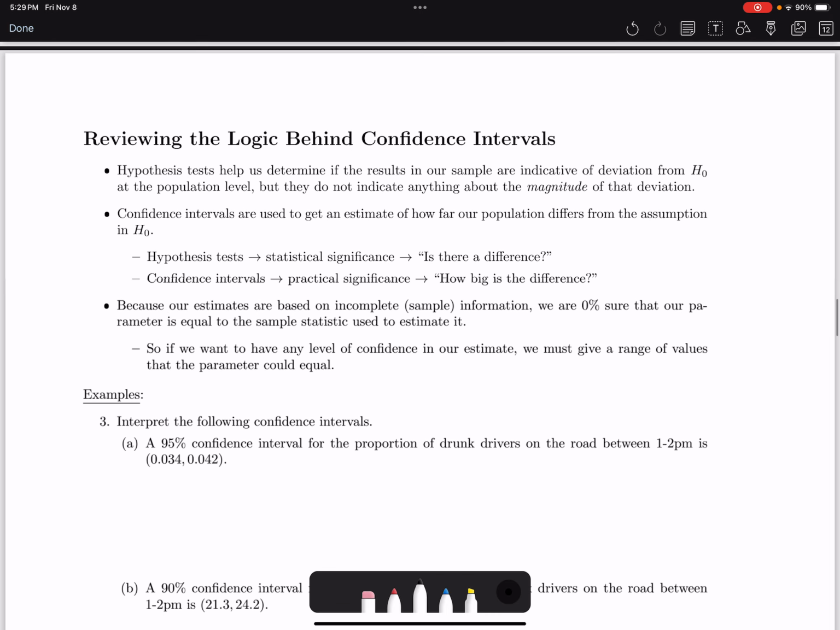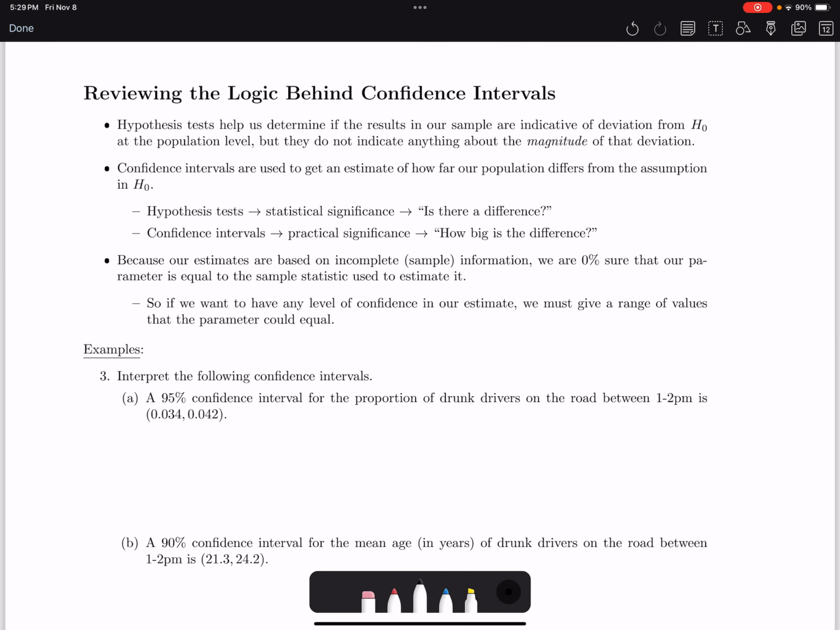Let's talk about the logic behind confidence intervals, okay? Because when we're performing inference, hypothesis tests really only tell us half the story. They help us determine if the results in our sample are indicative of some kind of deviation from the null hypothesis at the population level, but they don't indicate anything about the magnitude of that deviation. Confidence intervals are used to get an estimate for how far a population differs from the assumption in the null hypothesis.